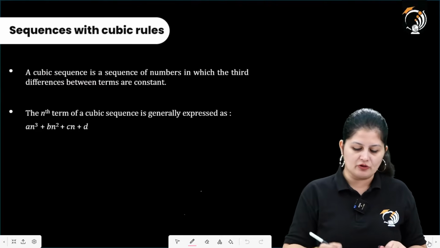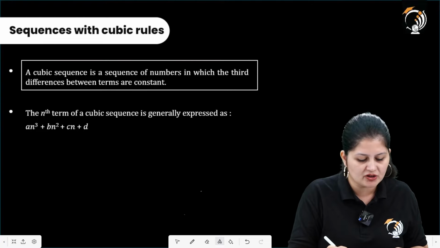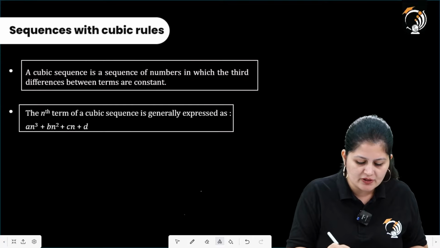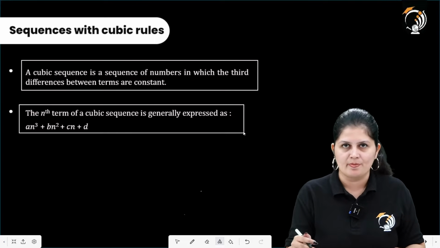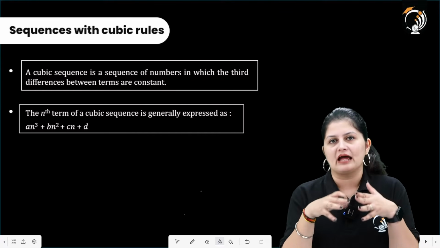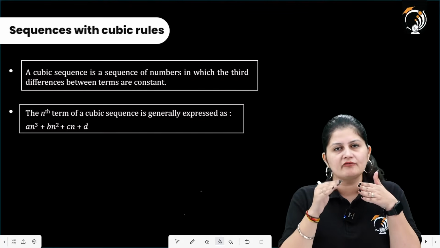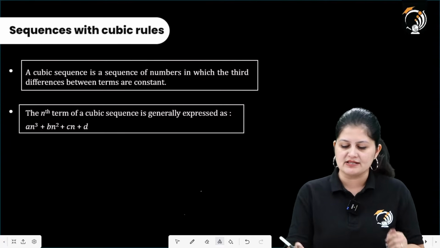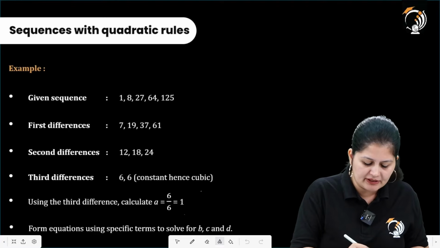A cubic sequence is a sequence of numbers in which the third difference between the terms is constant. The nth term of the cubic sequence is expressed as an cube plus bn square plus cn plus d. Now, as we have got a formula for calculating the values of a, b, c in the quadratic rules, similarly we will have a formula for the cubic sequences as well.